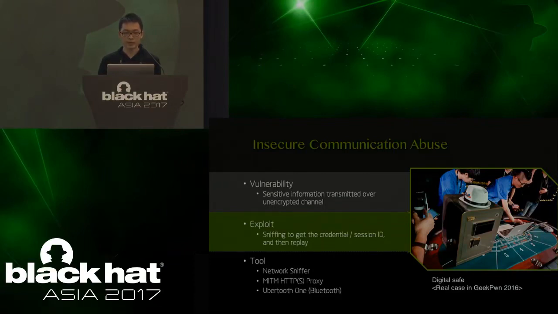In another case, the user also used a mobile phone app to control the safe. They use Bluetooth to communicate. However, the mobile phone connects to the safe without pairing, which means the traffic is transmitted without encryption over the air. So the attacker can sniff the Bluetooth traffic and get the key. This key can also be used to unlock the safe.